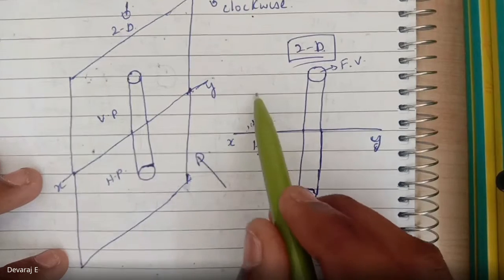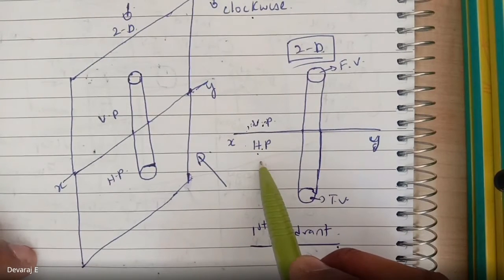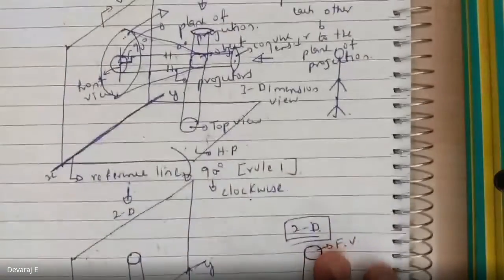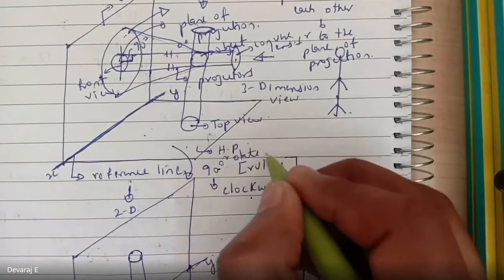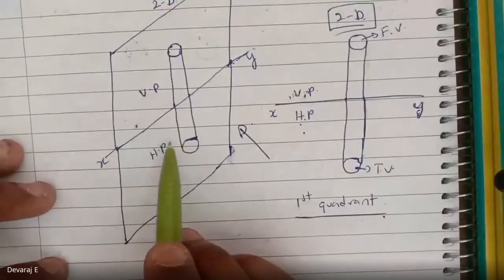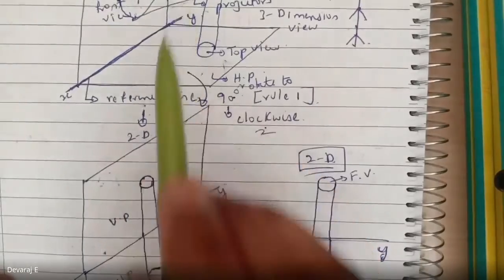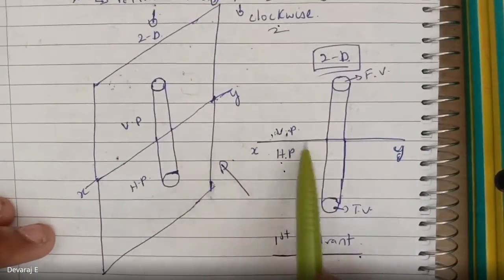Always remember with respect to the first quadrant, VP will be on the top, HP will be at the bottom, right? Right, students? Yes, sir. Be careful, we should rotate it 90 degrees clockwise to convert 3D to 2D. So I mentioned both the views.